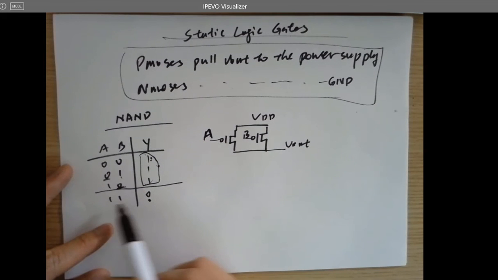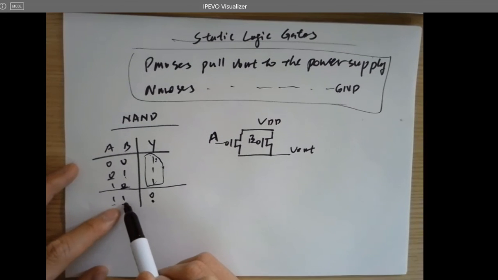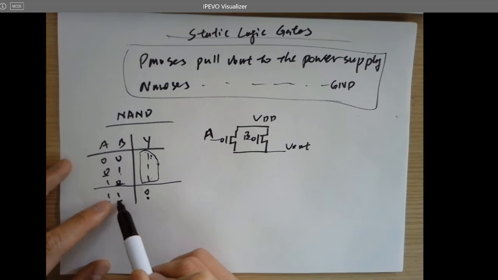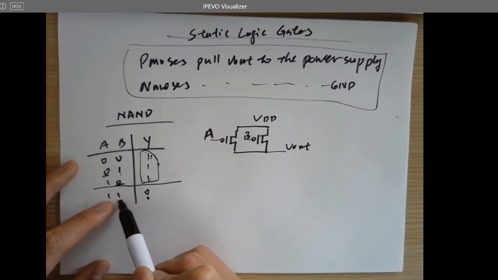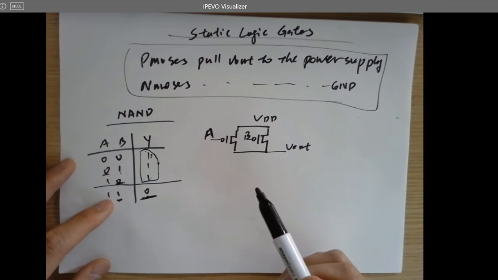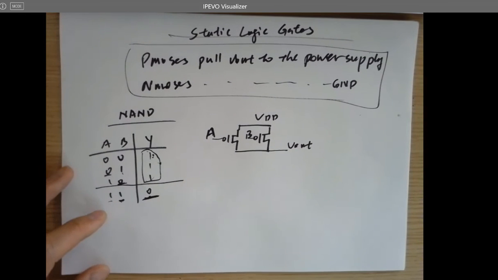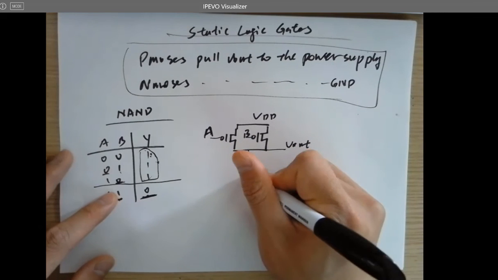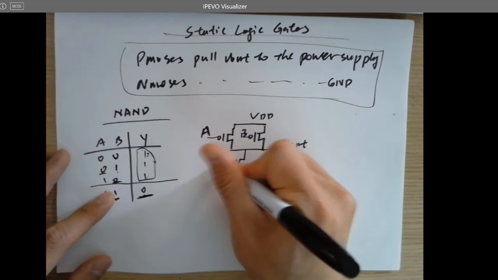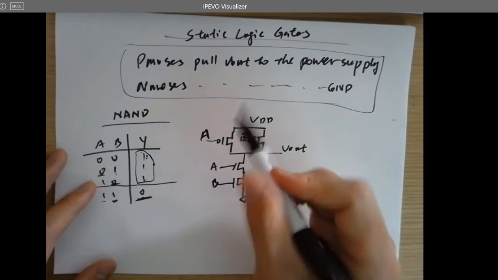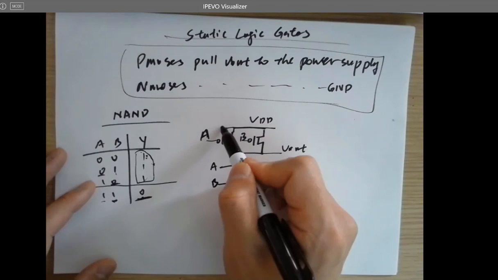And for this one, both of the inputs have to be on. Both of the NMOSes have to be on in order to pull the output to ground. And we only use NMOSes to pull the output to ground. It has to be NMOSes, and they have to be both on, so it's in series. That's how I constructed this CMOS level circuit for the NAND gate.